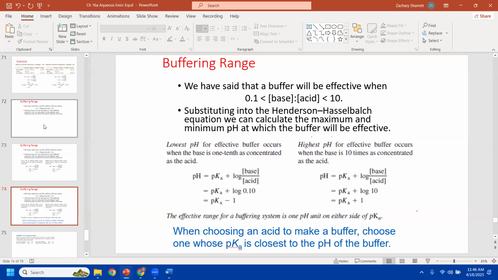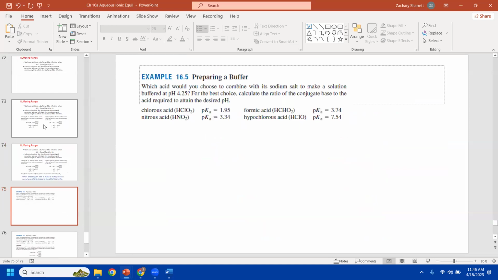When choosing an acid to make a buffer, choose one with pKa closest to the pH of the buffer. So if I wanted to make a buffer with a pH of 4.25, which of these four acids and their conjugate base would be the most ideal in this situation? What do you think, Scarlett?